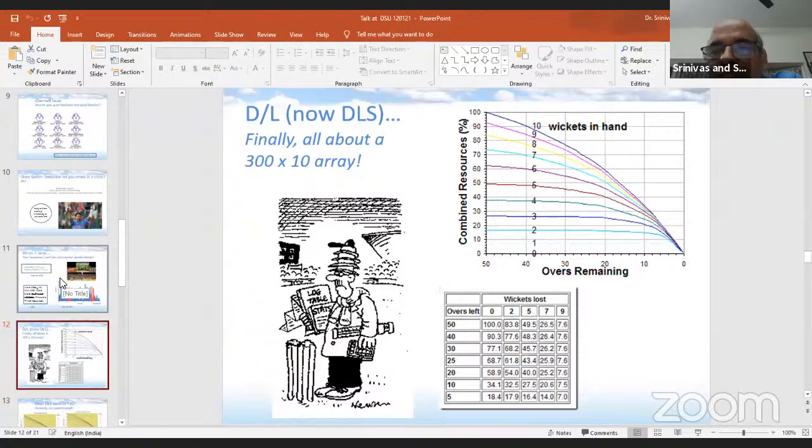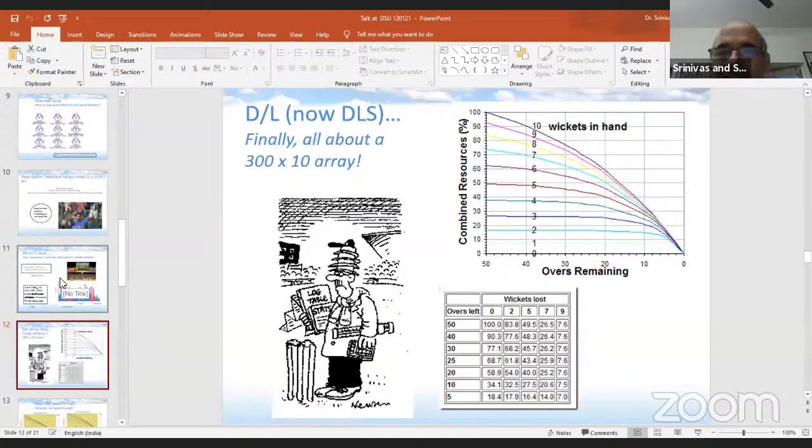And then what happens? A wicket falls. As soon as a wicket falls, you had 10 batsmen to start with, now you only have 9. So your resource drops down a little faster. It's not very gradual, like losing a ball. Suddenly it drops down. So if you're an ant traveling along the topmost curve, as soon as a wicket falls, tuck, you come vertically below to the next curve. And that next curve is 9 wickets in hand.